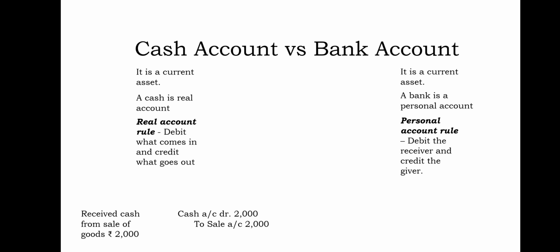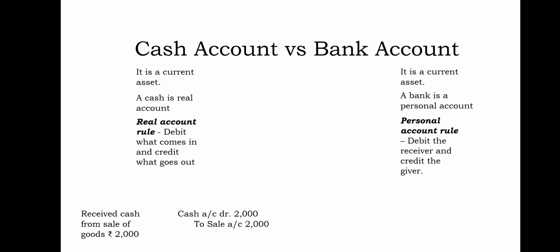But in order to differentiate it from the bank, we have to understand the rule with which it is entered. The rule with which it is entered is very simple. As you know, debit what comes in, credit what goes out. So cash is coming inside the business. So cash is debited because it is coming inside the business. So cash is debited 2000 rupees. But my dear students, it doesn't happen the same with the bank account.